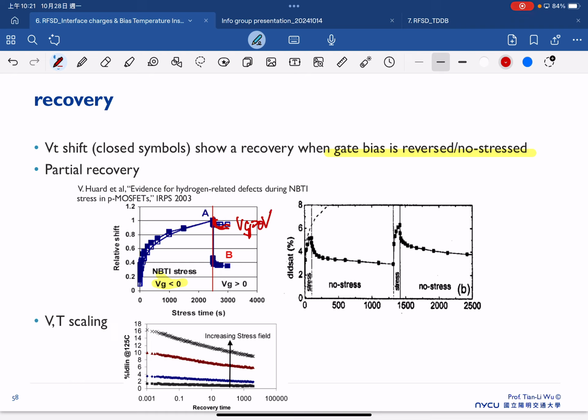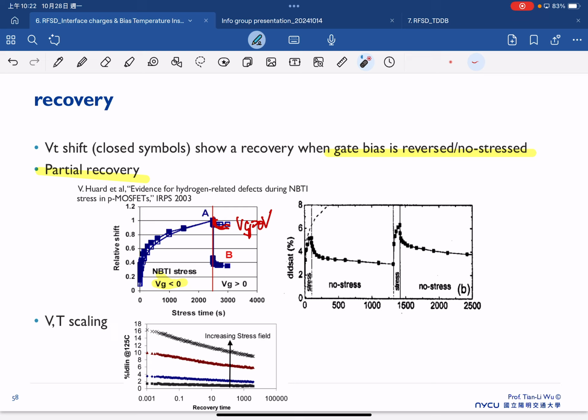So now the problem is that we all know this shift can be recovered, but we never get the full recovery. It's always showing partial recovery. So if we consider partial recovery, that means this is your operation and then you stop, you turn off your electronics, you start operation, you turn off, you start operation, you turn off. You can see this recovery, but because we won't be able to get a full recovery, that means with a certain overall time, your threshold voltage shift gradually increases. So that's the issue here.